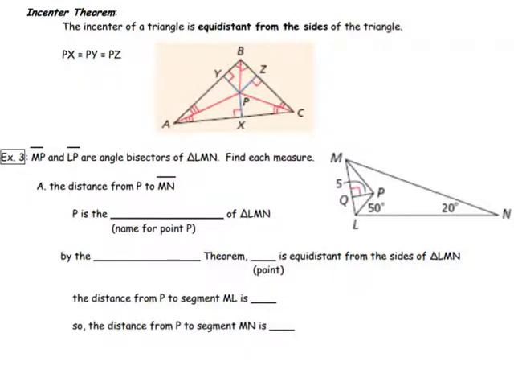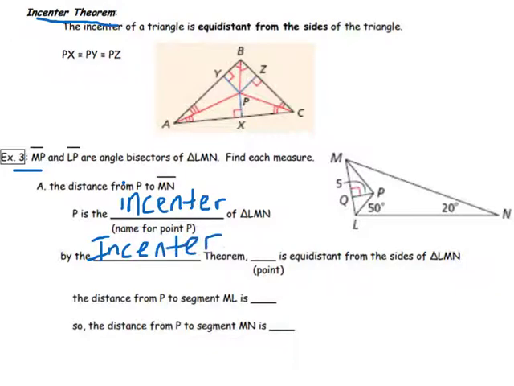Here's the incenter theorem up at the top, and we have our example right here. It says MP and LP are angle bisectors of triangle LMN. Find each measure. Part A asks for the distance from P to N. Well, P is the incenter of triangle LMN. We know this by the incenter theorem, which is right above: P is equidistant from the sides of triangle LMN.